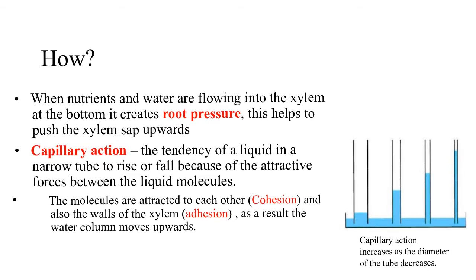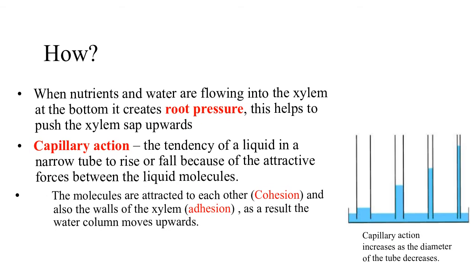So, the question is, how? How is this xylem sap, or water, moving up against gravity? Like I said, there's a few different things involved here. So one of the first things involved is called root pressure.